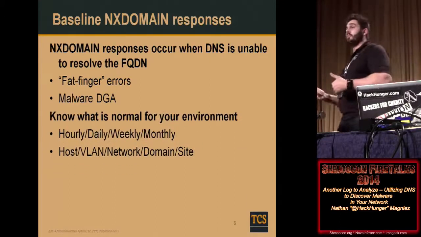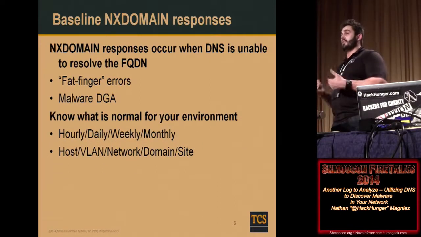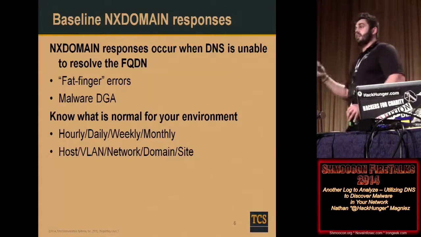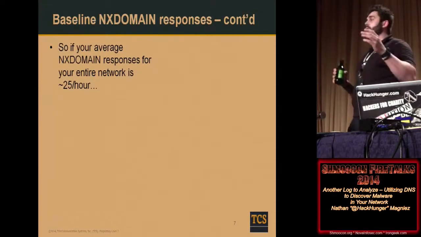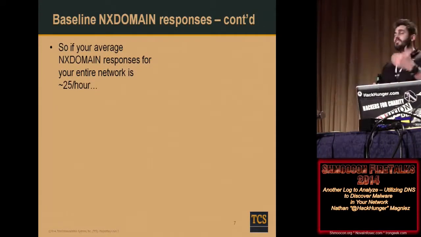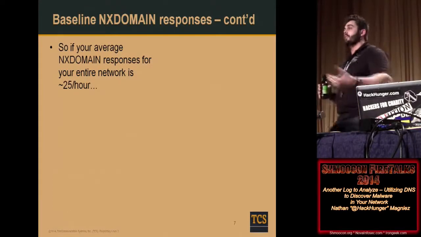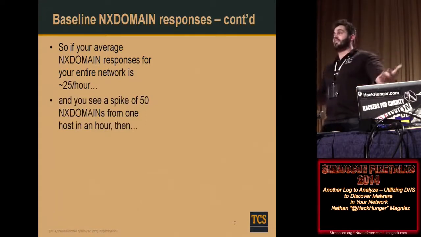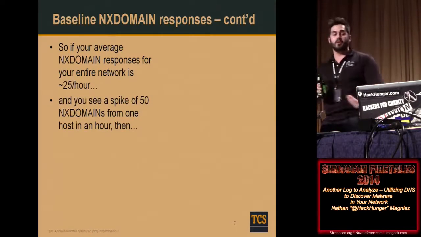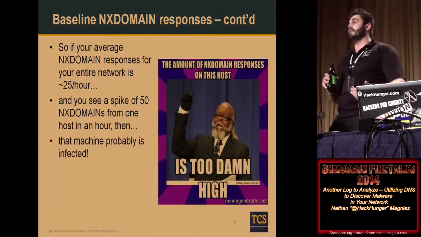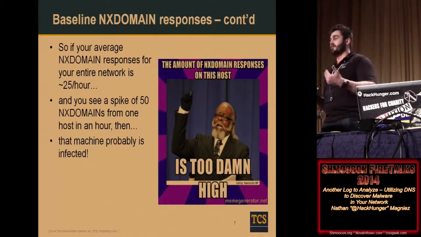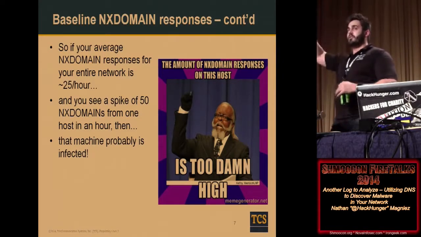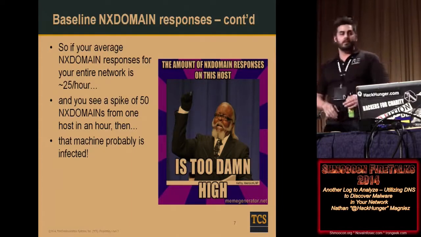So we need to know what's normal for NX domain responses in our particular environment, and if you can get granular, hourly, weekly, on down the line. So if your average NX domain response count for your entire network is roughly 25, and then you see a spike of 50, or let's say 10 for one particular host on your network, well then that machine is probably affected, because the amount of NX domain responses on the machine is too high, right? There are too many NX domain responses over my threshold of what's normal for my network.